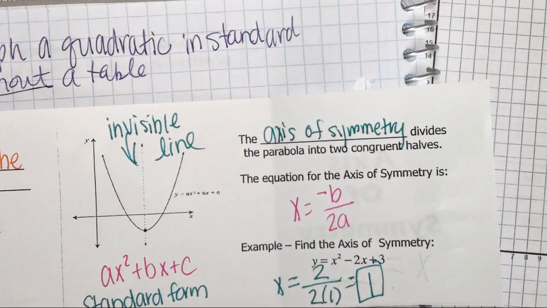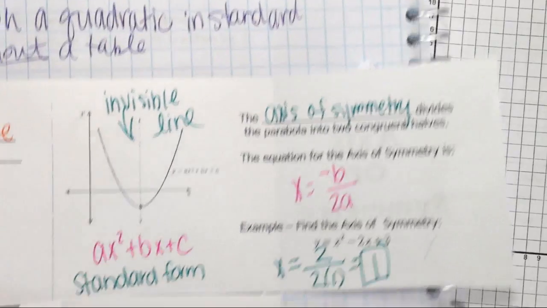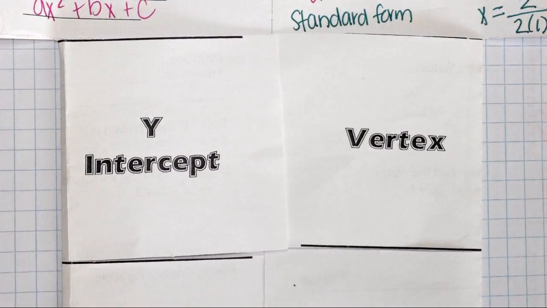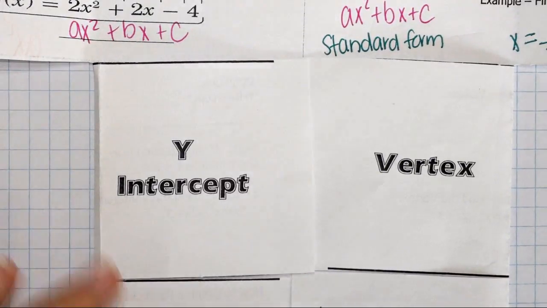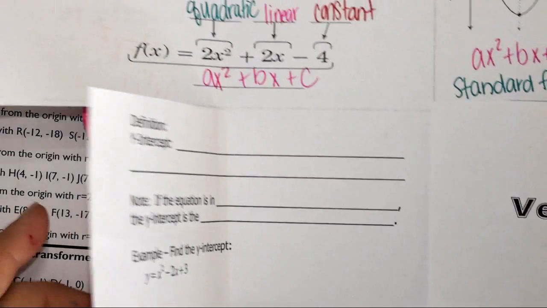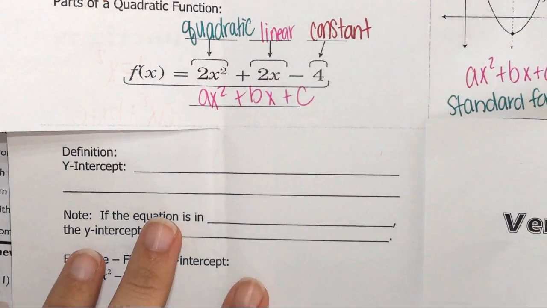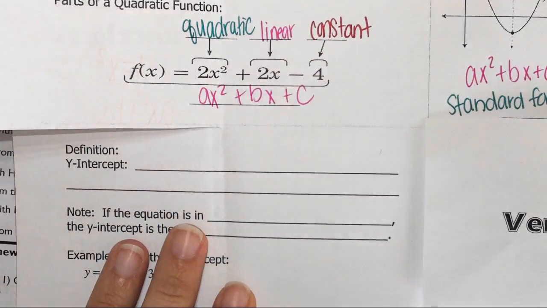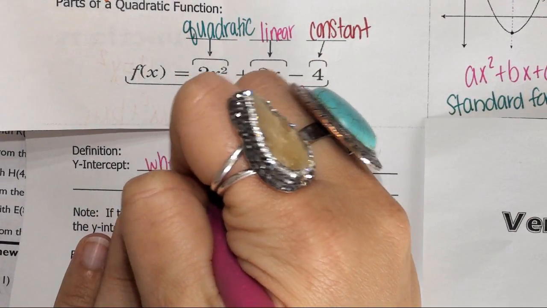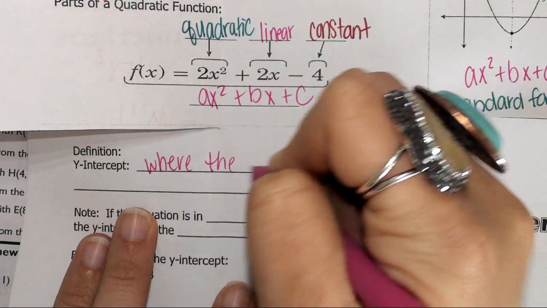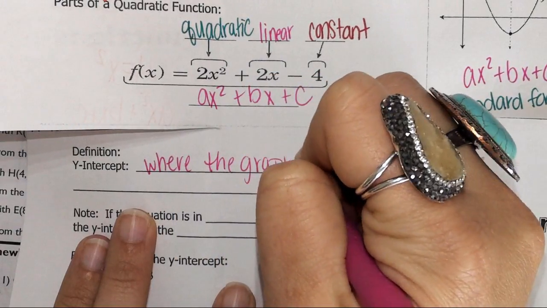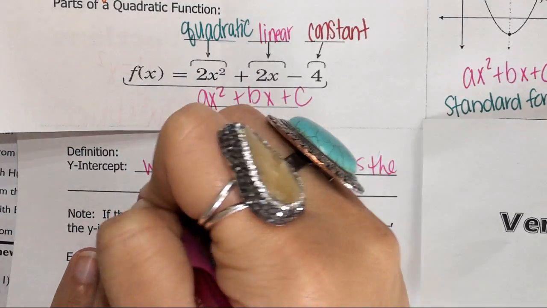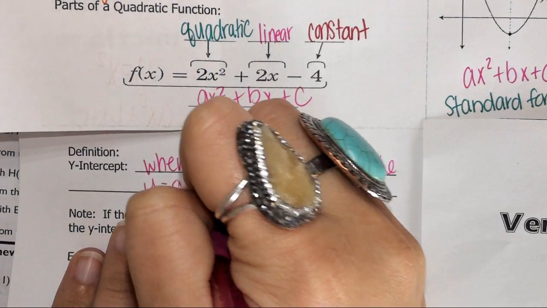Now, the y-intercept. What is a y-intercept? Where the graph crosses the y. Yes, take a point. Where the graph crosses the y-axis. So your y-intercept, open it up. The y-intercept is where the graph crosses the y-axis.